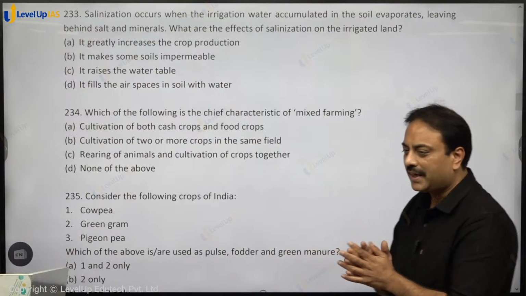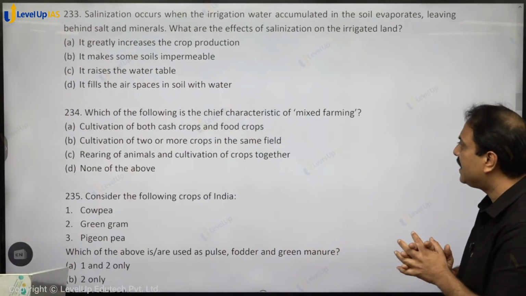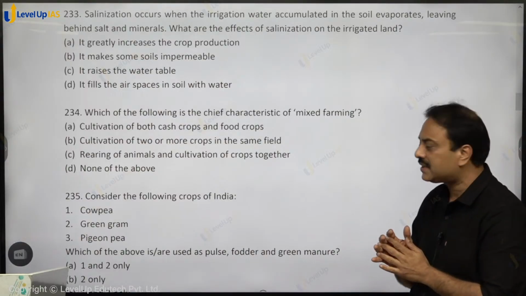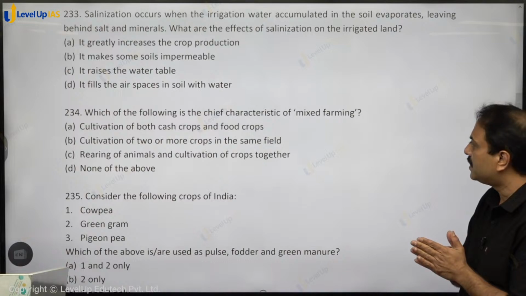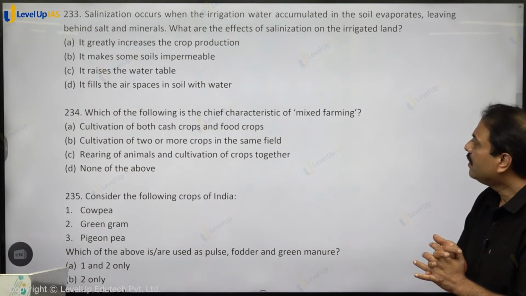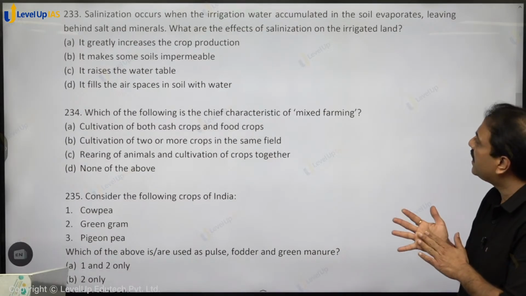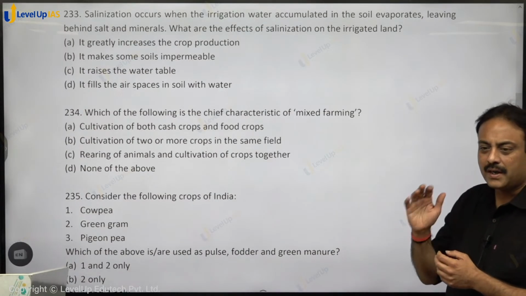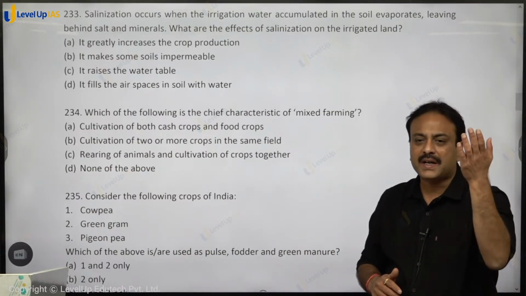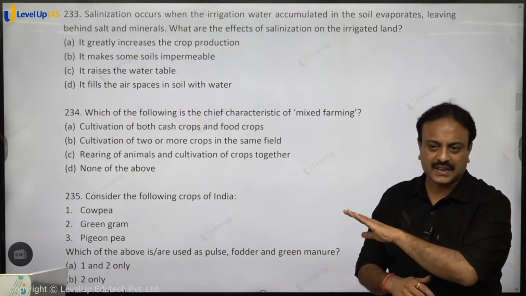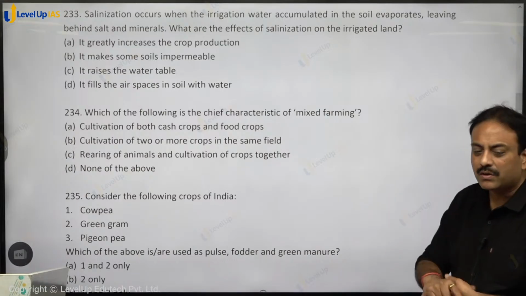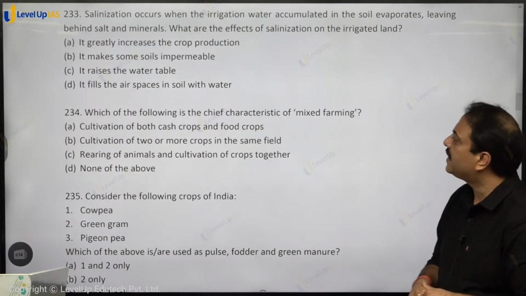Starting with question number 233. Salinization occurs when the irrigation water accumulated in the soil evaporates, leaving behind salt and minerals. What are the effects of salinization on the irrigated land? Now, salinization occurs when the irrigation water accumulated is evaporated, salts are left behind, and the water that percolates down also pulls up by capillary action the salt from the lower layers, which gets deposited on the top layer. That is salinization. What are the effects of salinization on the irrigated land? It greatly increases the crop production.